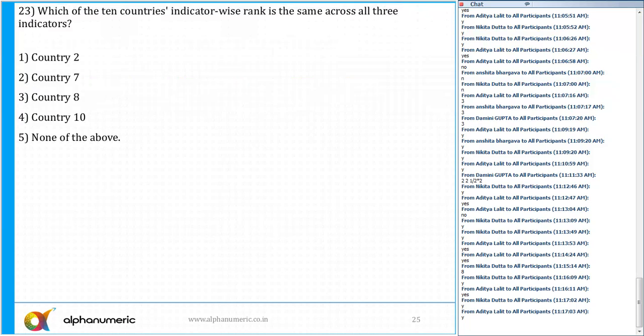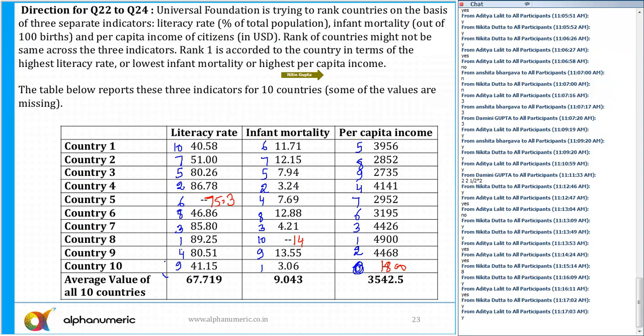The correct answer of question number 23. Which of the 10 countries indicator wise rank is same across all 3 indicators? That is country 7. Okay, rank will be same for country 7. Just see it here. You can see that is 3, 3, and 3.